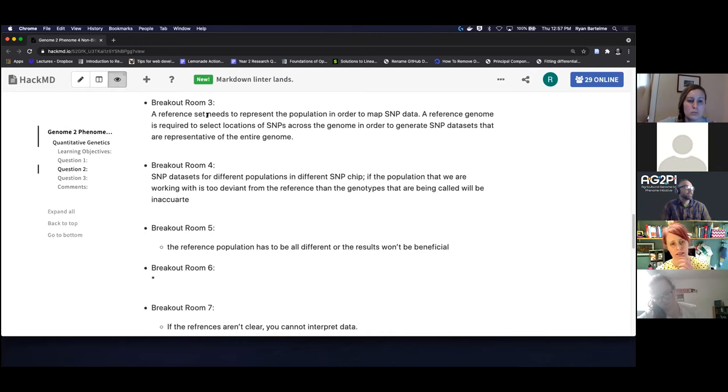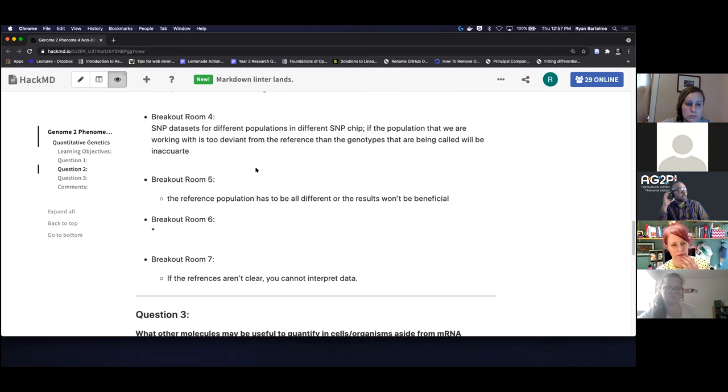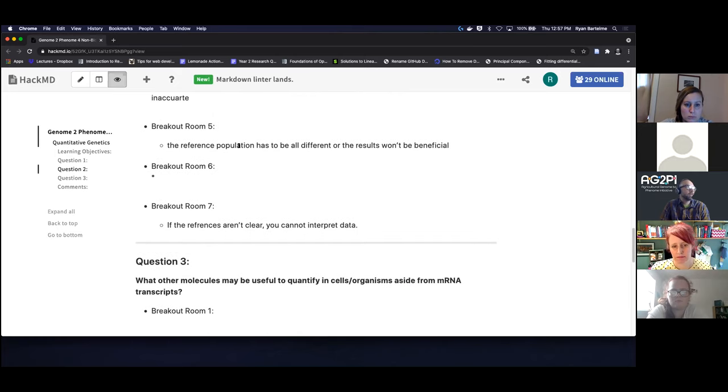So that gets back to breakout room three, a reference that needs to represent a population in order to map the SNP data. Reference genome isn't necessarily required, but helpful to select locations of SNPs across the genome in order to generate SNP data sets that are representative of the entire genome. SNP data sets for different populations in a different SNP chip. If the population that you're working with is too deviant from the reference, then the genotypes that are being called will be inaccurate. And then breakout room five said the reference population has to be all different or the results won't be beneficial. Not quite sure.